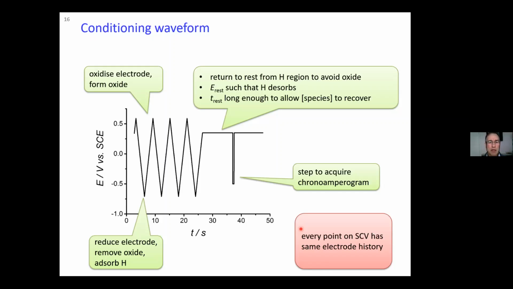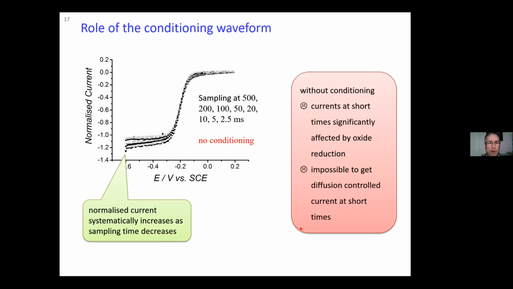So this is evidence that the conditioning waveform has a role to play. These are sample current voltammograms which were performed with the ruthenium hexamine again, but this time without conditioning. And what we observe is that without conditioning, there's a systematic increase of the normalized current. And essentially what we see is that the shorter the time scale, the more extra current we get.